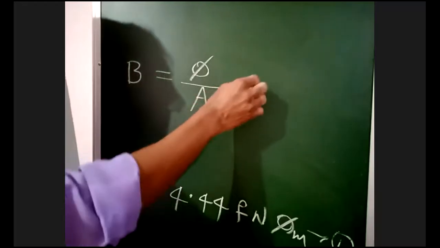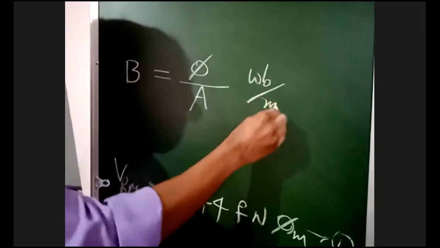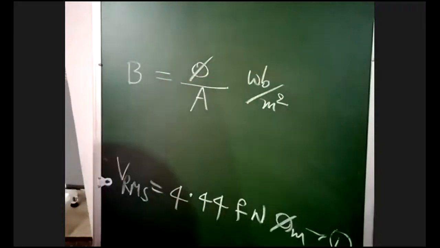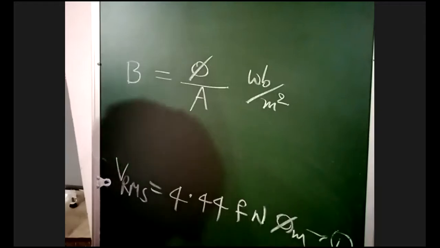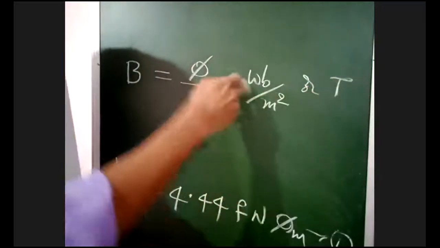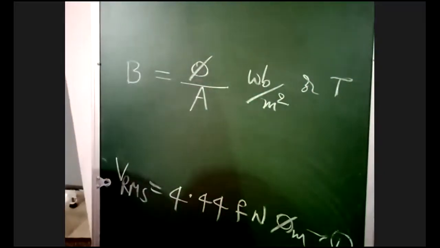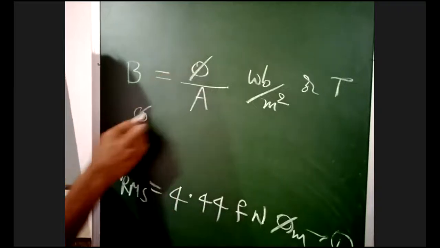And what is the unit? Unit of flux is Weber. Unit of area is meter square. This is the unit. Otherwise, the unit is also called 1 Tesla. 1 Tesla is equal to 1 Weber per meter square. In exam, they will give in problems Weber per meter square or Tesla. In either way, you can represent the units. Now, phi is equal to B into A.